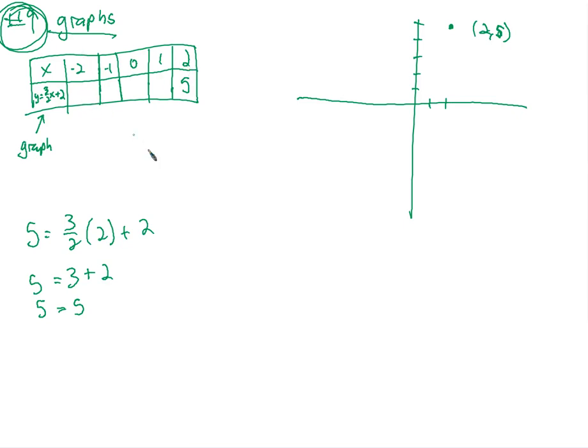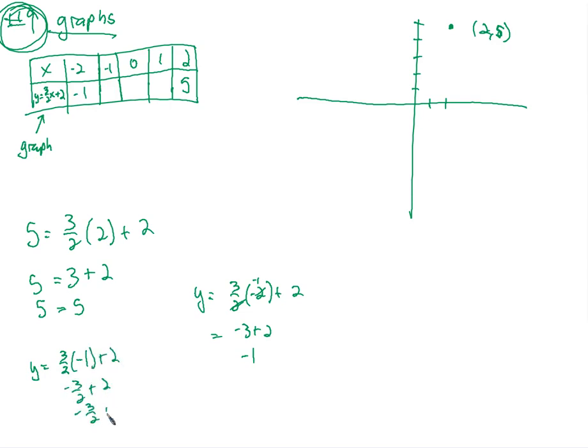Let's start with negative 2. Y is equal to 3 halves times negative 2 plus 2. So negative 2 divided by 2 is negative 1. So it's 3 times negative 1, so you get negative 3 plus 2 is negative 1. So negative 2 put in for x gives us a y of negative 1. Got all that scratch work here. Now negative 1: 3 halves times negative 1 plus 2. That's negative 3 halves plus 2. That's negative 3 halves plus 4 halves equals 1 half.